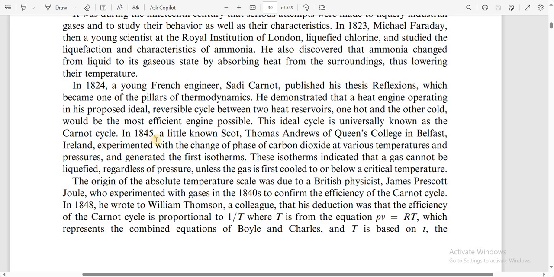In 1845, a little known Scot, Thomas Andrews of Queen's College in Belfast, Ireland, experimented with the change of phase of carbon dioxide at various temperatures and pressures and generated the first isotherms. These isotherms indicated that a gas cannot be liquefied regardless of pressure unless the gas is first cooled to or below a critical temperature.